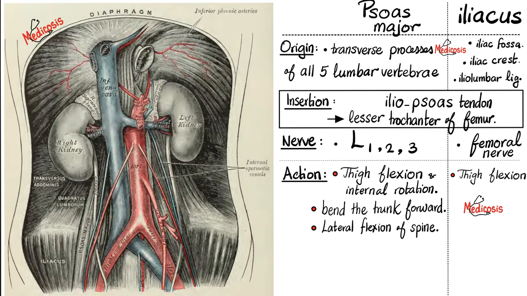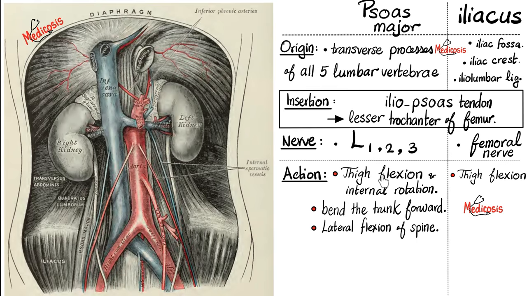Psoas major versus iliacus muscle. Psoas major, origin from the transverse processes of all 5 lumbar vertebrae, L1 through L5. What's the insertion? Oh, they join forces. The iliopsoas tendon is going to insert into the lesser trochanter of the femur. Nerve supply of psoas major, lumbar plexus directly from L1, 2, and 3, anterior primary rami, of course.